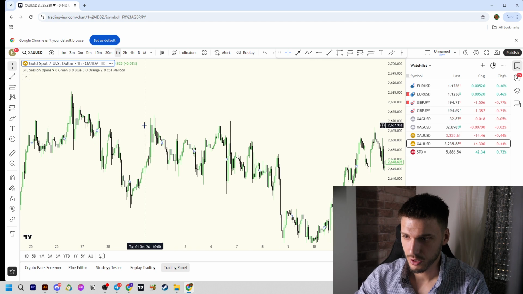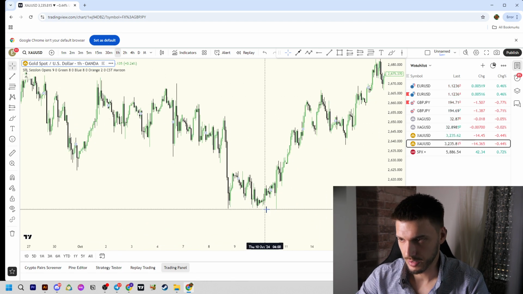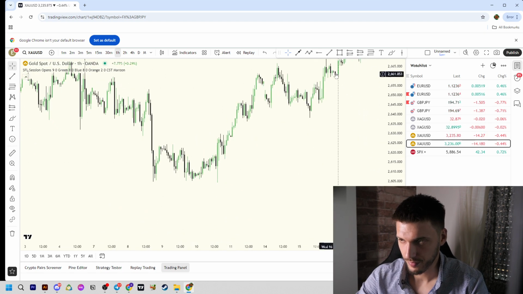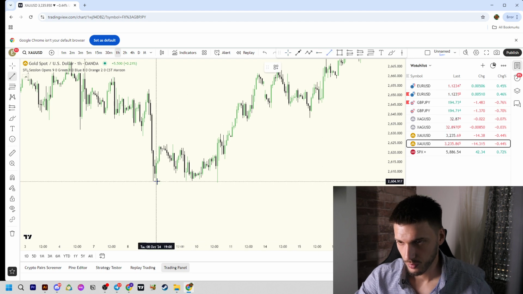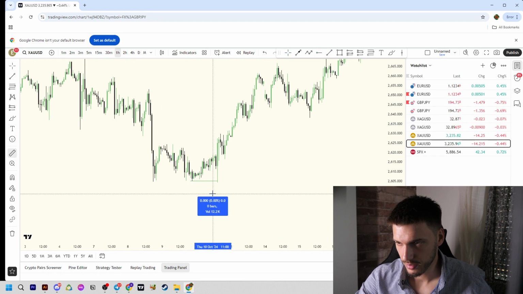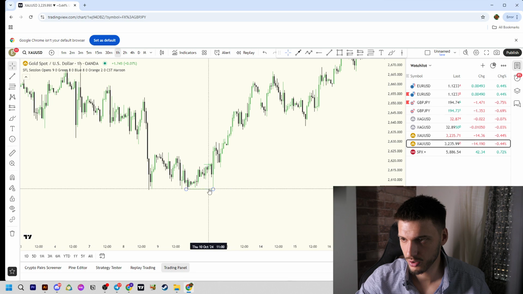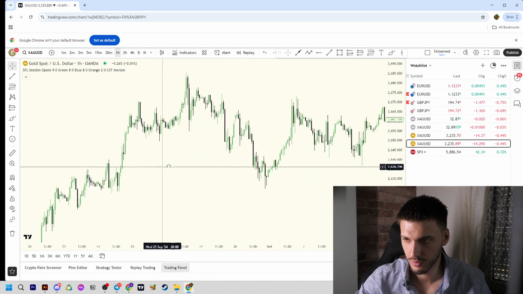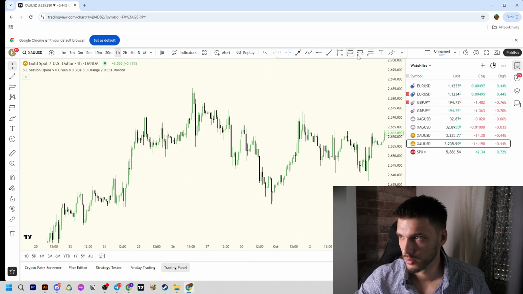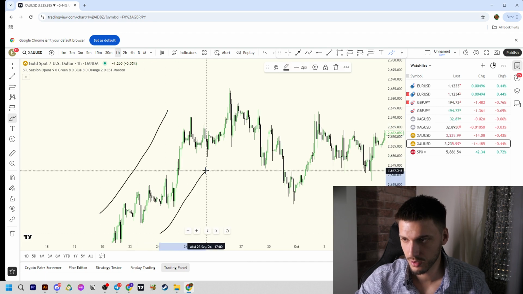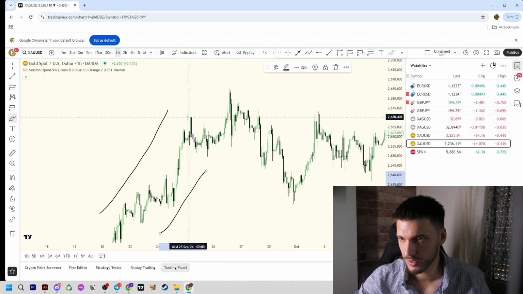Let's see, what do we have here? We have a downtrend. Market is going down this way. And then we have a couple highs. What do we see here? This is a liquidity sweep. What do we see after that? We see a break of structure. Price moves higher. Very simple stuff. What is this? This is an uptrend.